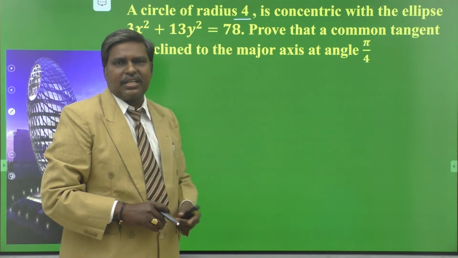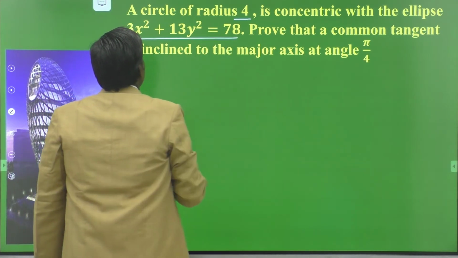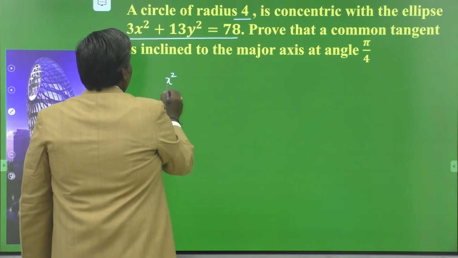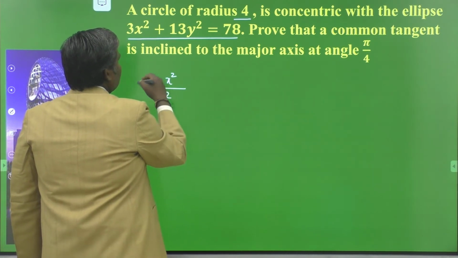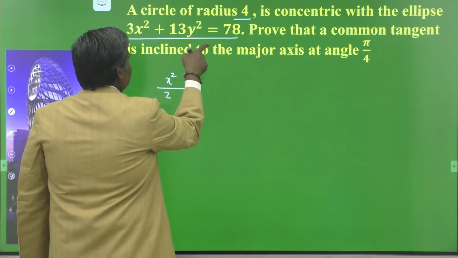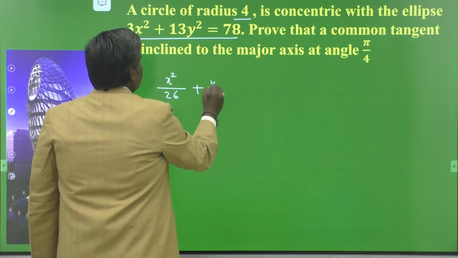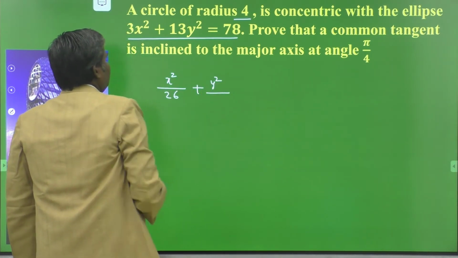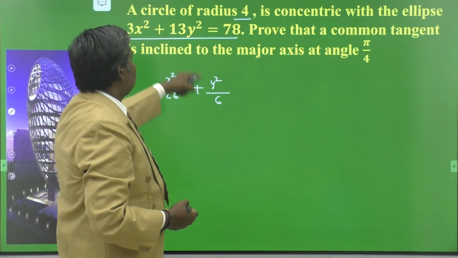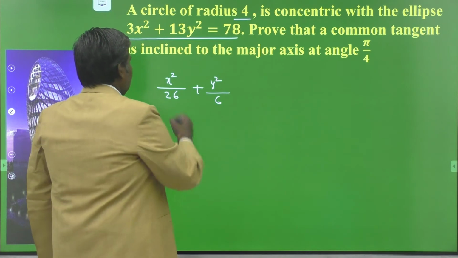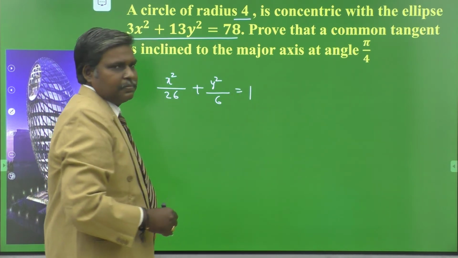So our center of circle is also 0, 0. First of all, we write this equation in the standard form. x square by 78 by 3: 3 2's are 6, 3 6's are 18. x square by 26 plus y square by 6. 6 10s are 60, 3 6s are 18, that is 78. x square by 26 plus y square by 6 is equal to 1.